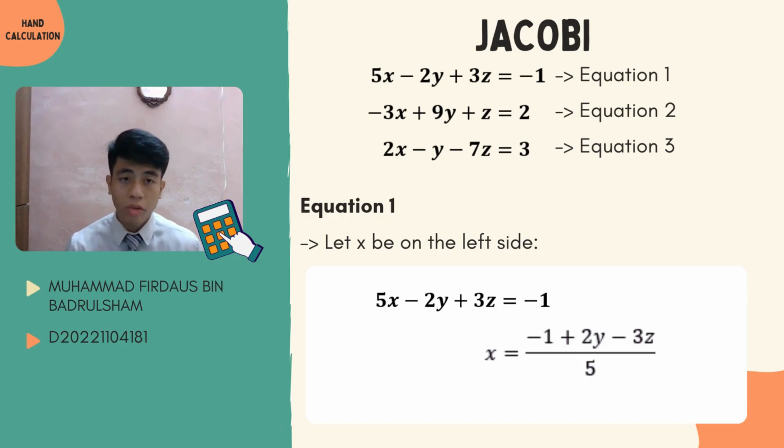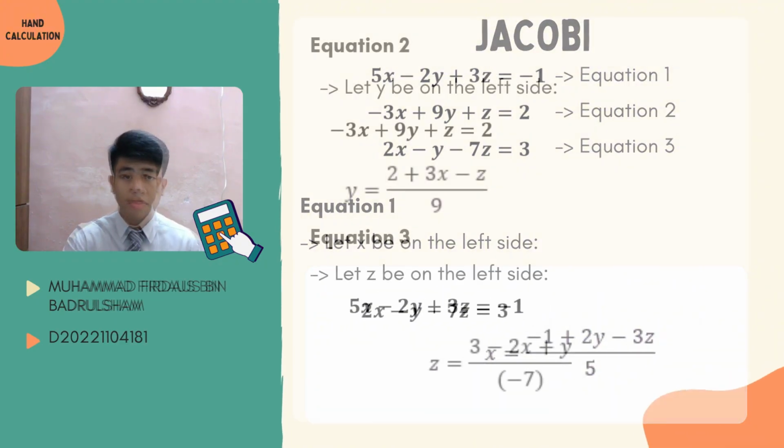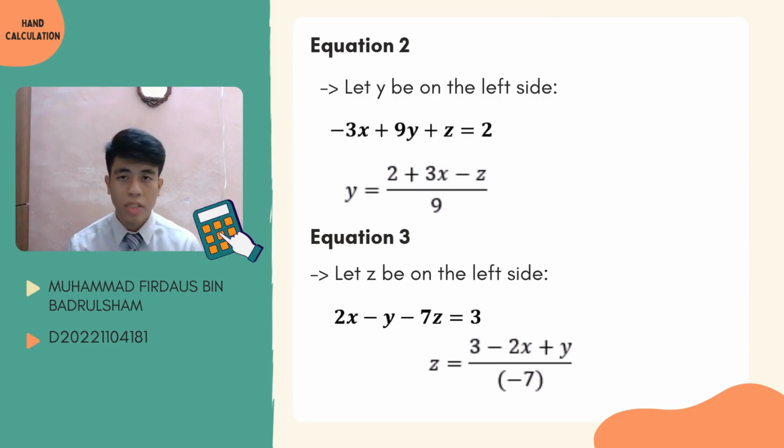So what we need to do is, for the first equation, we need to let x be on the left side. So the first equation is 5x minus 2y plus 3z equals negative 1. When we let x be on the left side, it will be x equals negative 1 plus 2y minus 3z over 5.